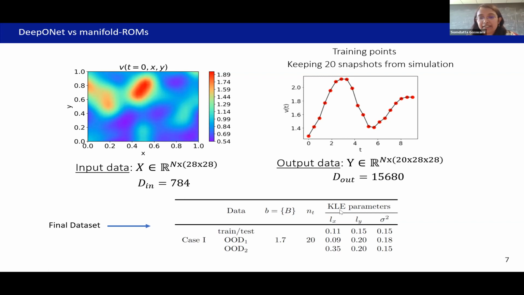The data set that has been used for the training and testing is shown here, where we have used 2 out-of-distribution data sets. For the OOD1 that you see here, we have used a lower length scale correlation length than the training and the testing data. And for the second out-of-distribution, we have used a higher length scale. Now, I'll show you through numerous experiments why we considered 2 out-of-distribution data sets.